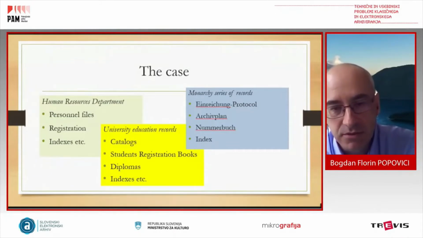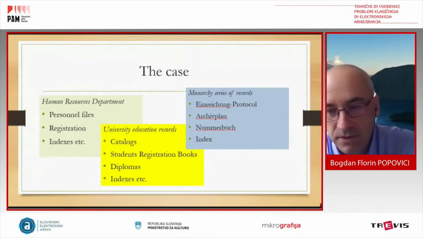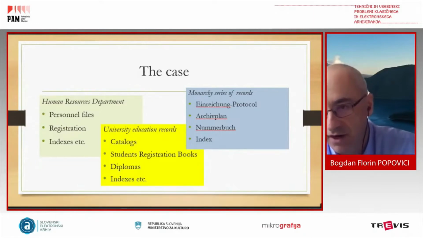Maybe the simplest example would be for those who have records from the last part of the 19th century, from the monarchy. Those who work with these know that we have an entry protocol, we have an archive plan, we have a number, we have indexes, all those systems helping us to land on a certain topic, on a certain file in order to retrieve it. So even if we do not have the records at a given moment, we still have this network of relations that lead us to the information in the records. And this gives us a perspective over how the records were managed and used by the creator.